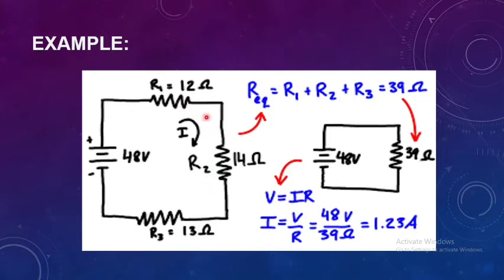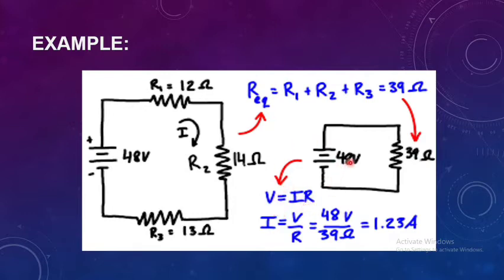So, we are looking for the total resistance. So, just add pag series po. So, just add the resistances. So, we have 12 plus 14 plus 13. So, we have 39 ohms. So, from this circuit, the equivalent circuit is we have 48 volts, and then we have a total resistance of 39 ohms. So, we are looking for the current.